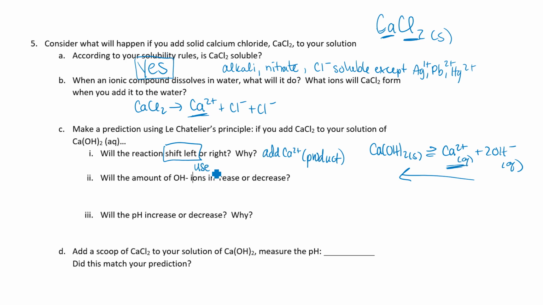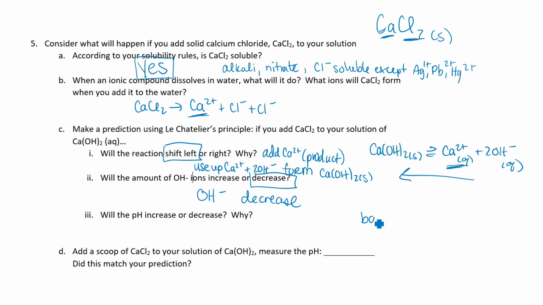Shift left means you use up the products, which is the excess calcium and those hydroxide ions in solution, and then you form the reactant, which is solid calcium hydroxide. That's what shifting left means, right? Using up products, making reactants. As that happens, the amount of hydroxide ions is going to decrease because they're being used up to form more reactant.